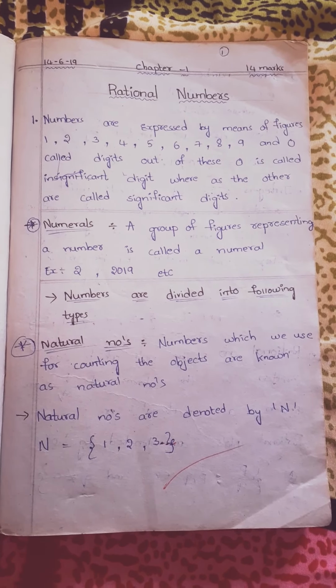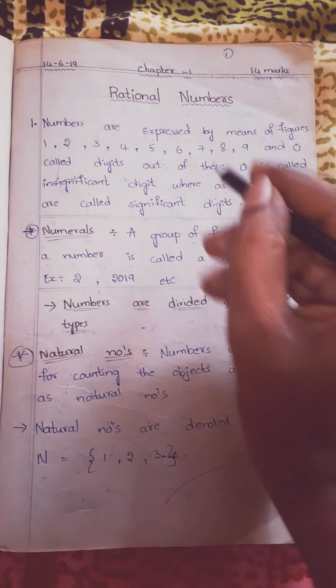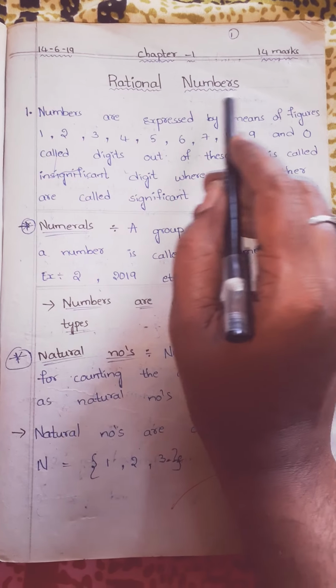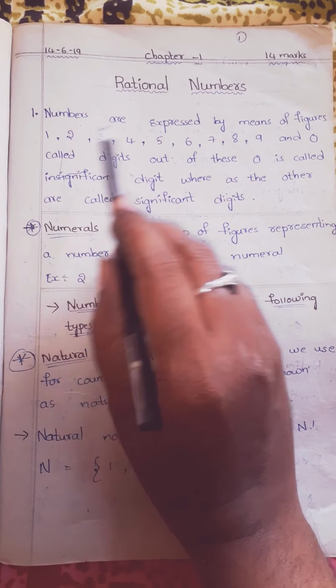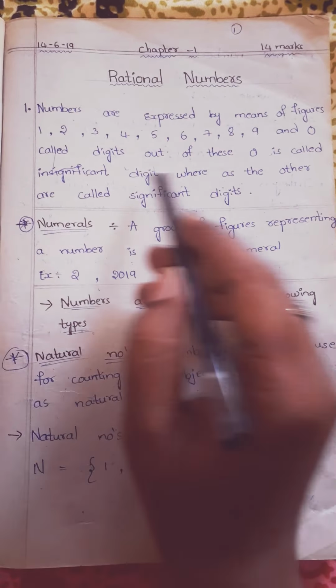Hello students, now I am going to explain 8th class maths chapter number 1, rational numbers. So listen to some definitions, children.